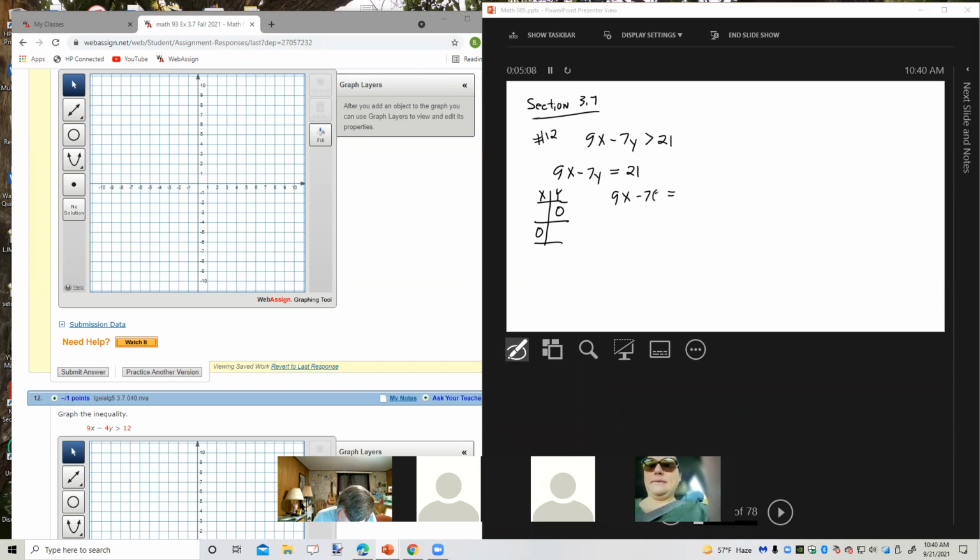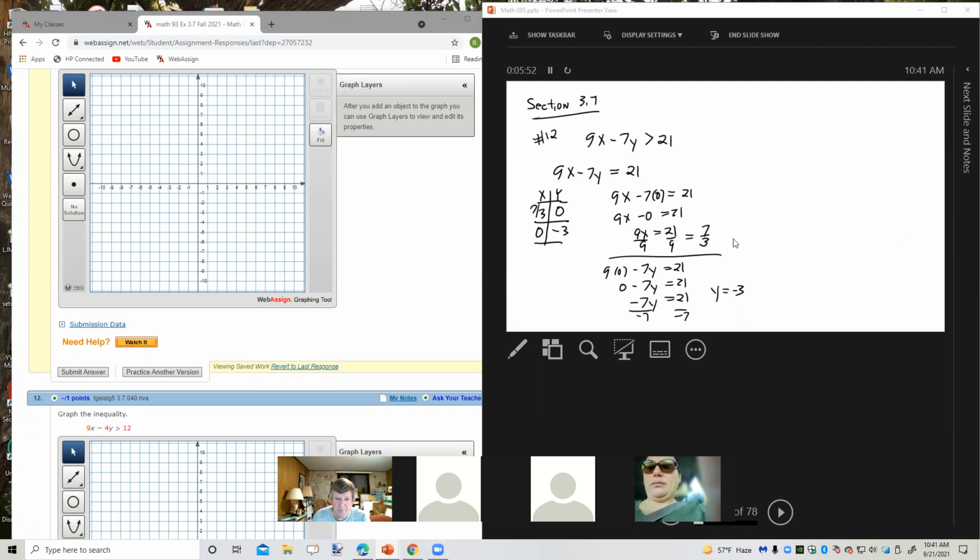9x minus 7 times 0 equals 21. Therefore, 9x minus 0 equals 21. 9x equals 21. Divide by 9, we can reduce that down to 7/3. Okay. Any questions about how I found that ordered pair? All right. Next, let x be 0. 9 times 0 minus 7y equals 21. 0 minus 7y equals 21. Negative 7y equals 21. Divide both sides by negative 7, y equals negative 3. So now I have the 2 ordered pairs, okay?